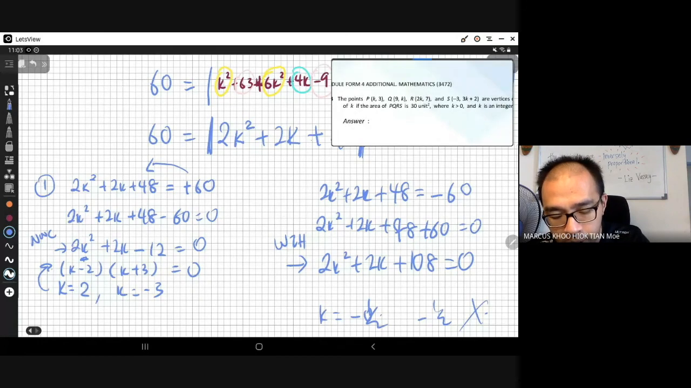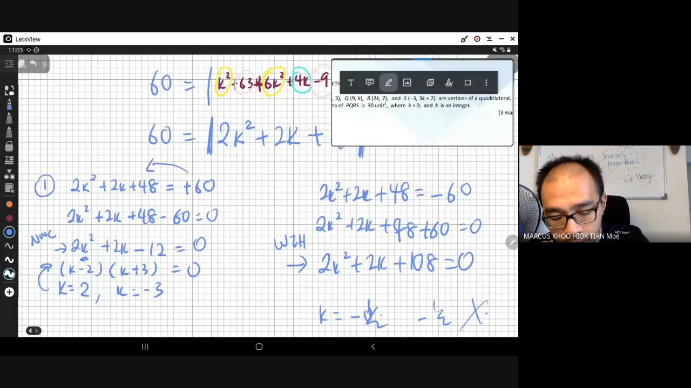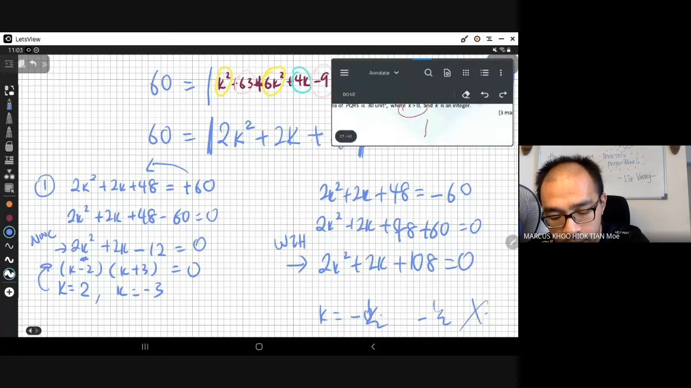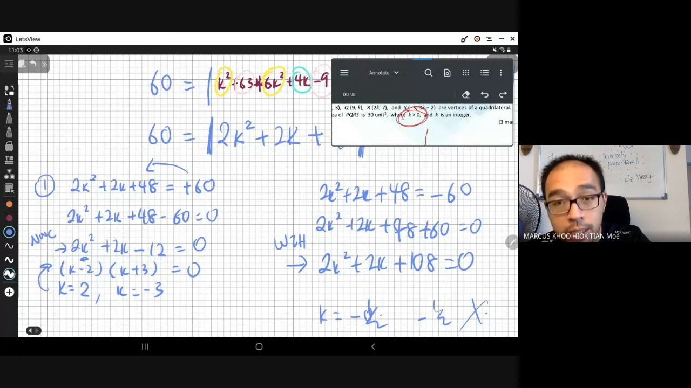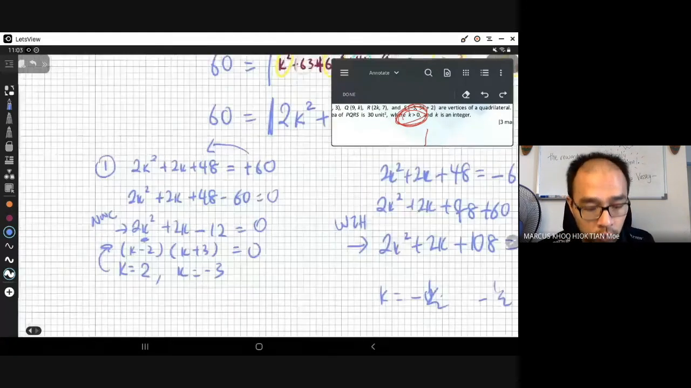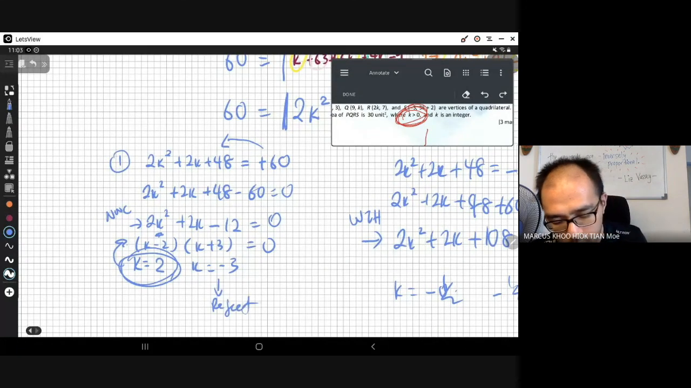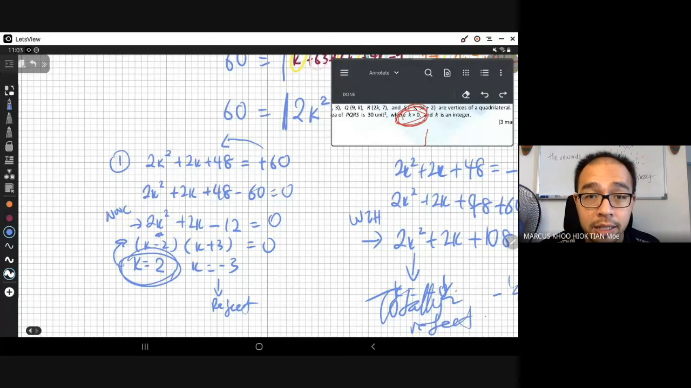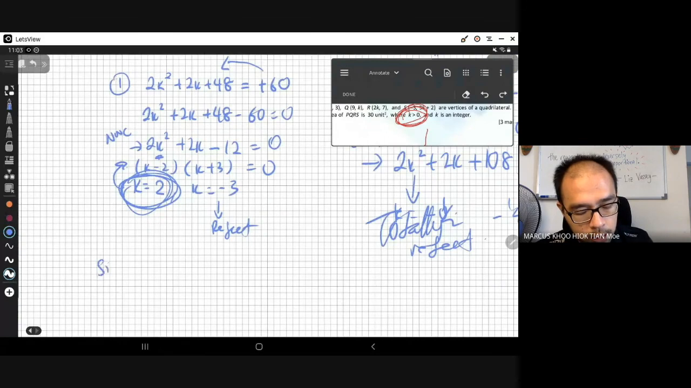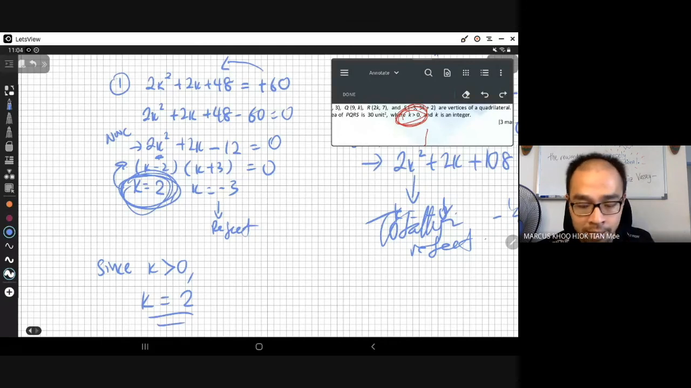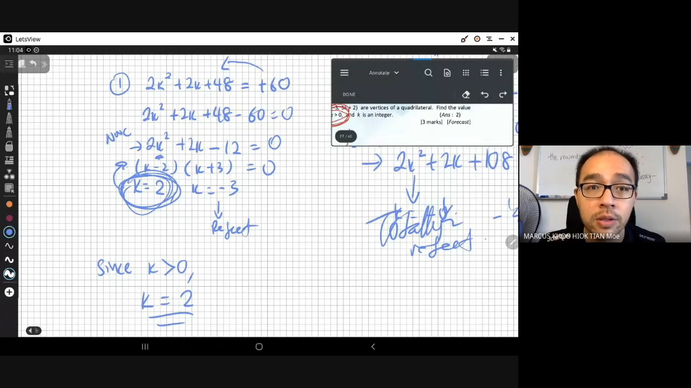Because they already said in the question. Look at the question. k is more than 0. k is more than 0. So of all the answers, there's only one answer when k is more than 0, which is k equals 2. So this one, reject. This one, totally reject. Okay, cannot, because all the answers are negative. We want k to be a positive value. So since k is more than 0, k must equal 2. Only one answer is accepted. That's why you get the answer over there, equals 2.